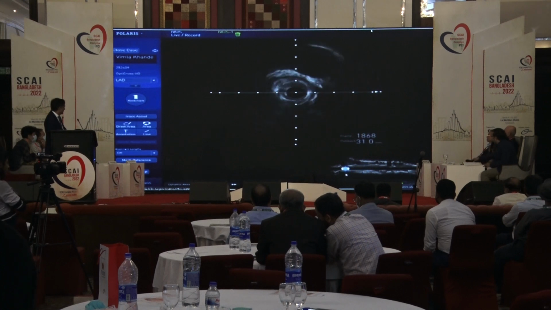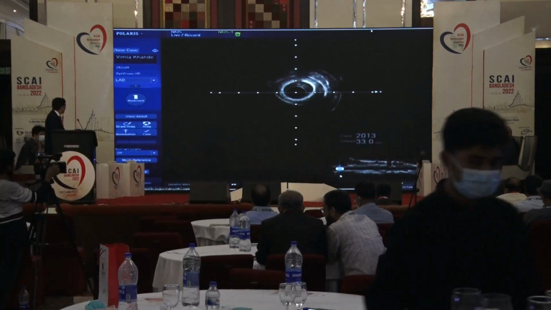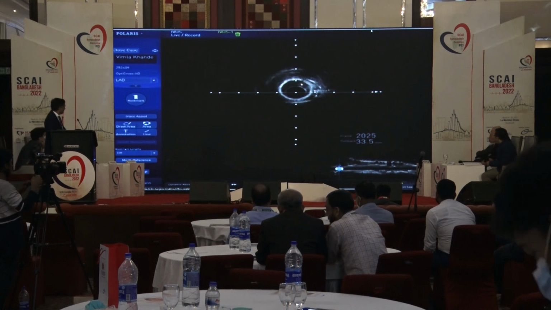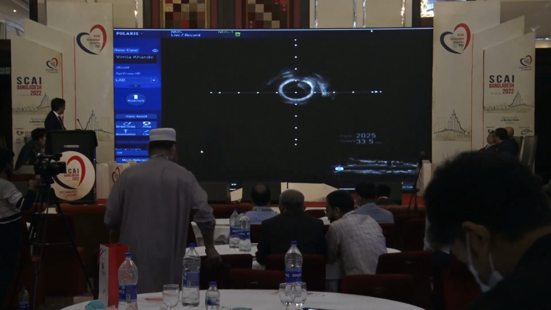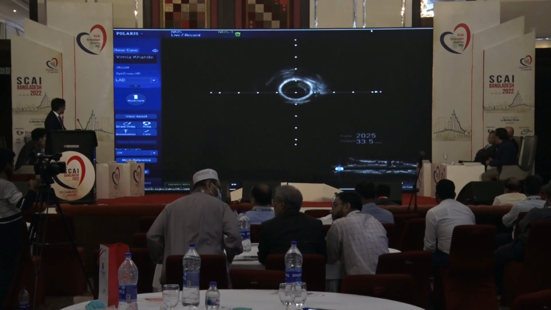Reference diameter? Okay, listen to this first. When we are doing the rotational atherectomy or any atherectomy, we are not doing debulking. We are just doing plaque modification. What we are doing is cracking the calcium so that the balloon can expand and your stent will be inflated. So, no debulking.